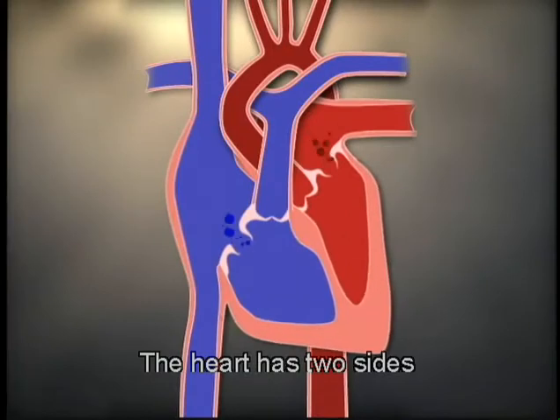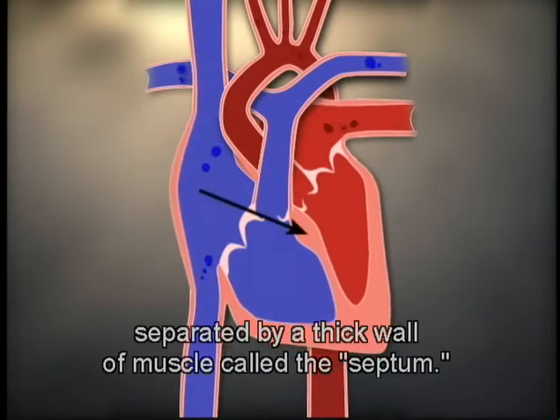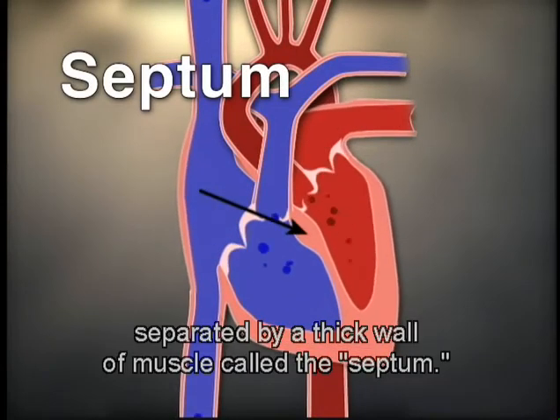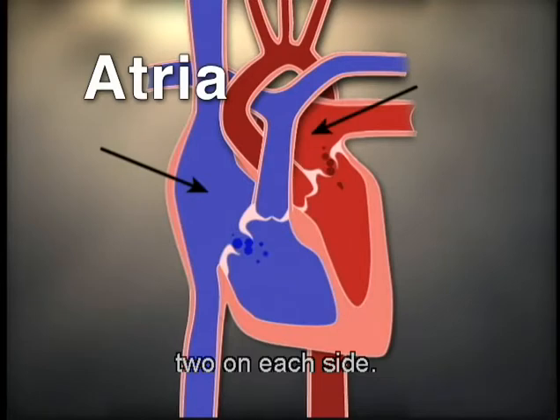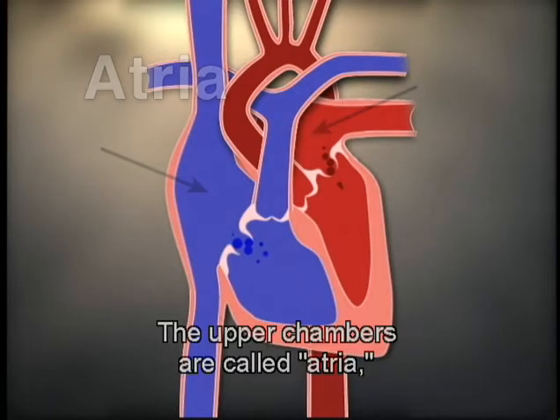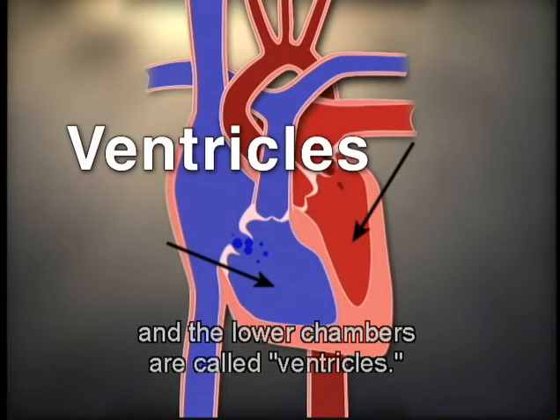The heart has 2 sides, separated by a thick wall of muscle called the septum. There are a total of 4 chambers in the heart, 2 on each side. The upper chambers are called atria, and the lower chambers are called ventricles.